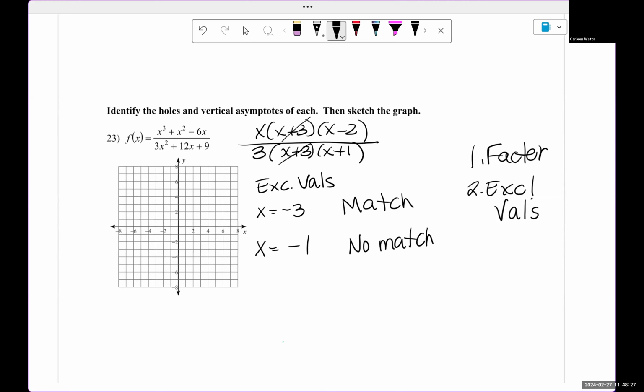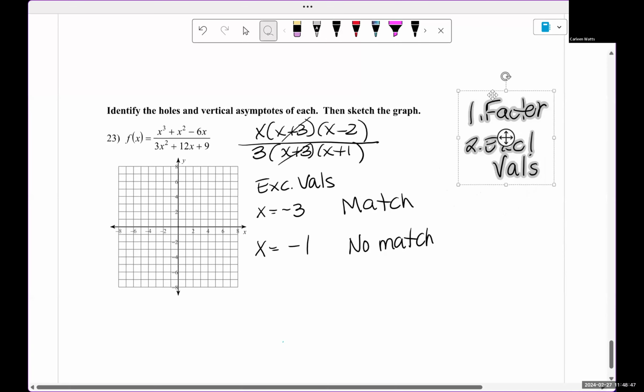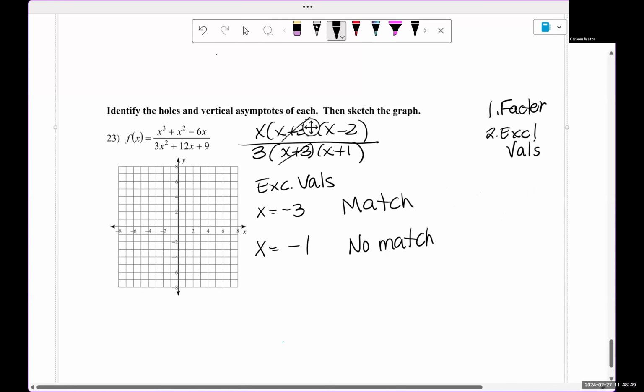Okay. And in this Ed Puzzle video, you look at the graph and it's kind of cool. If it's a match, it makes a hole. If it's no match, it makes, oh, nice, a vertical asymptote.